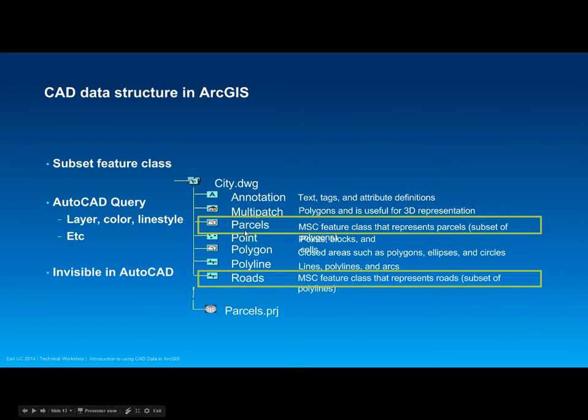Occasionally you'll see feature classes that are thematic in nature, like parcels or roads. Again, these are built using an Esri standard, an MSC, that we'll see later in a slide.